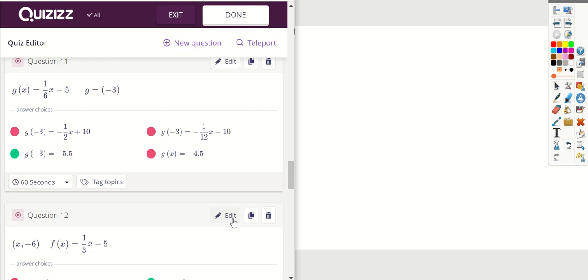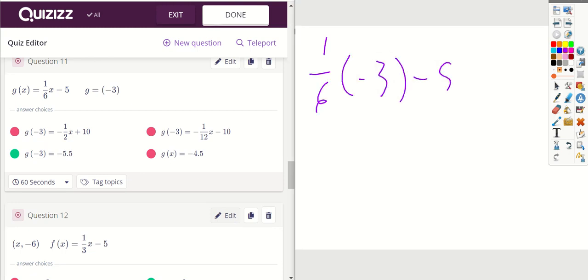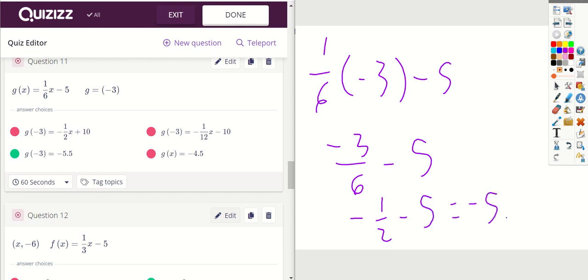Okay, this next one says replace x with this number and solve. So 1 times -3 is -3. And then -3/6 becomes -1/2 minus 5. And that is the same as -5 1/2.